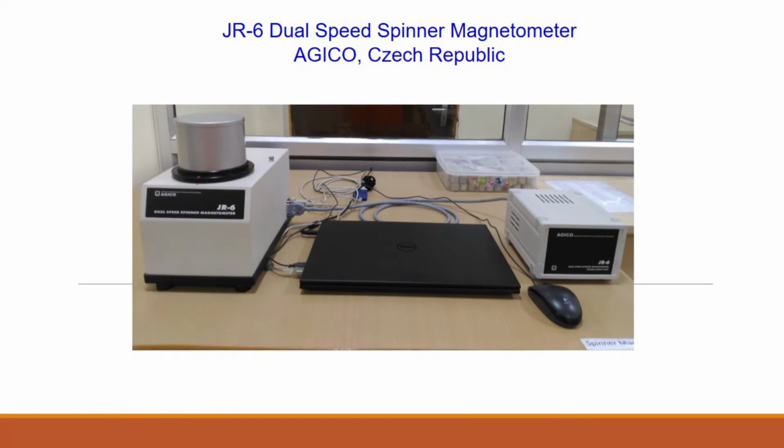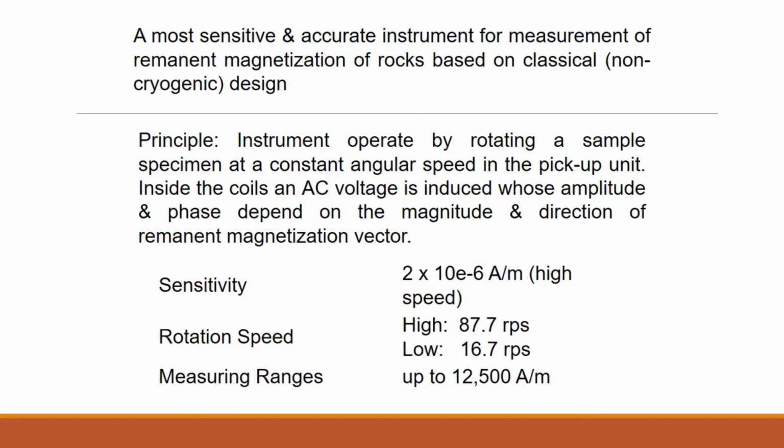For measuring the remnant magnetization, we use a JR6 spinner magnetometer, as you can see in the picture. The JR6 principle is that this instrument operates by rotating a sample specimen at a constant angular speed in the pickup unit. Inside the coils, an AC voltage is induced whose amplitude and phase depend on the magnitude and direction of the remnant magnetization vector. The instrument has a sensitivity of 2 × 10⁻⁶ ampere per meter, and it has two rotational speeds, one high and one low. The high speed corresponds to 87.7 rotations per second, and the low corresponds to 16.7 rotations per second. The measuring range is up to 12,500 ampere per meter.